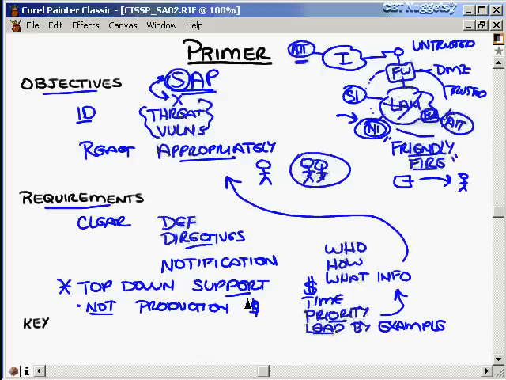Now, up to this point, I've emphasized the importance of this top-down support, but you can see down here I have the term key, as in something is key, right? Well, here we're going to talk about what is the key to measuring the success of this program. And the key measurement there is going to be, have you created an organization that is security conscious in every aspect of that organization, every part?